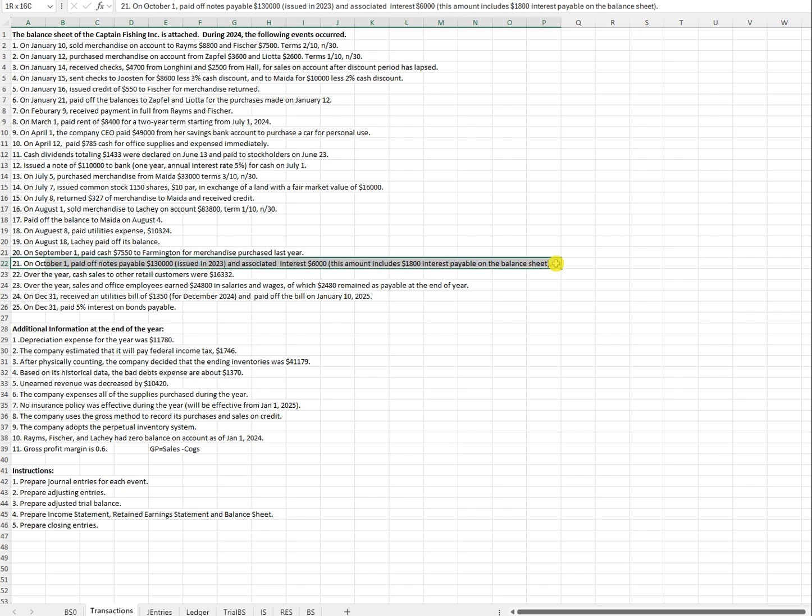Alright, so number 21, we paid off notes payable issued last year and associated interest. This amount includes $1,800 interest payable on the balance sheet. Alright, so this is an interesting journal entry, so let's talk about it. We pay off note payable.